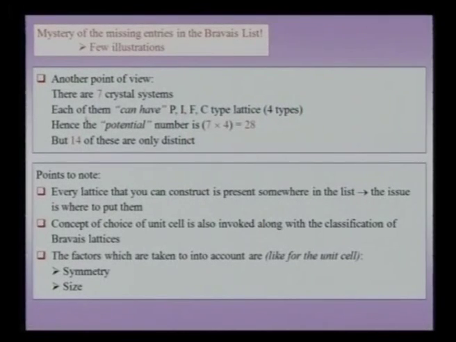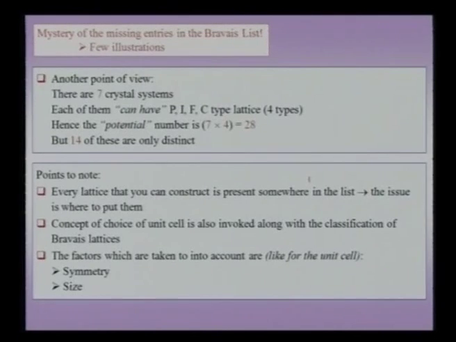Now, we will take a few illustrations to understand the underlying principles, which makes us understand why some of these lattices are missing. So, let us review some of the points: there are 7 crystal systems, each of them, for instance, can have a primitive, body centered, face centered or C centering, which means there are 4 types in each of the 7 crystal systems. Hence, the potential number is 7 into 4, 28, but we see that only half of them, 14, survive. That means only 14 of them are distinct and the others are present somewhere in the list. The issue is where do we put them? So, all the 28 are present in some form or the other, but the question is where do we put them in the list.